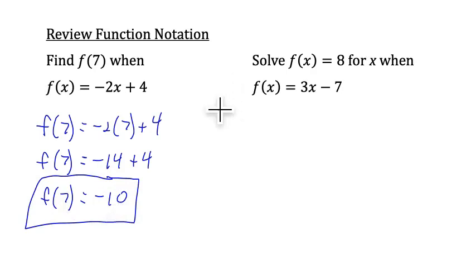Now this problem is different. Here it says solve f of x equals 8 for x when f of x equals 3x minus 7. So here we know the output is 8, but what we don't know is the input. We don't know what number to plug in here in order to get 8 when we work out the math. So what we'll do is put the 8 on the left side because this is the output. And now we need to solve for x.